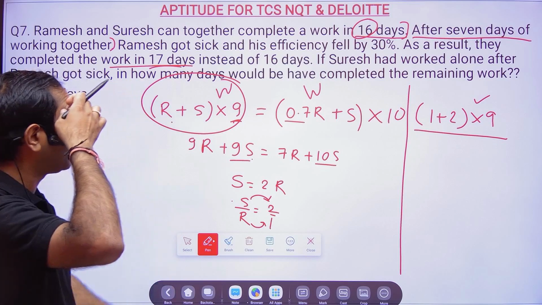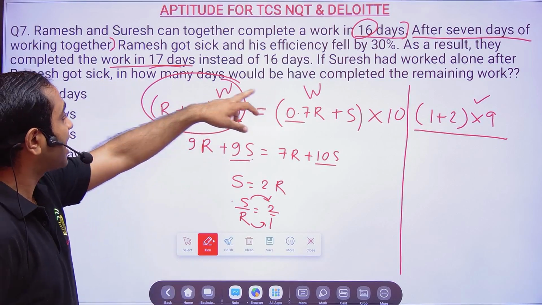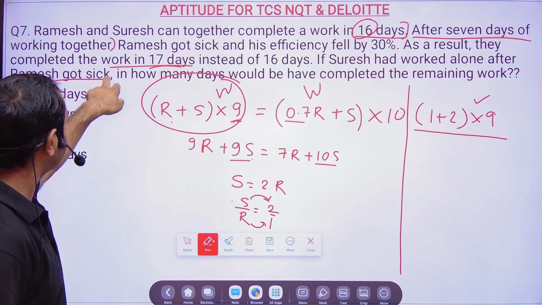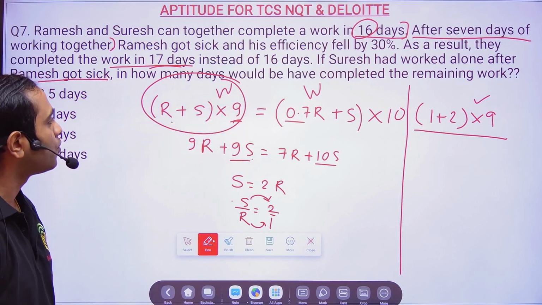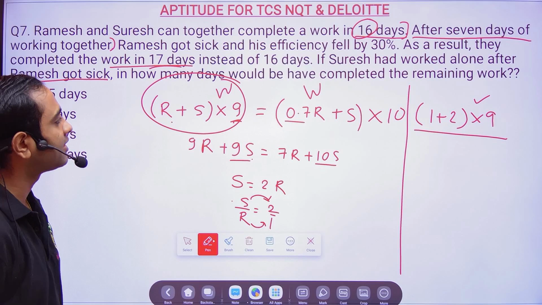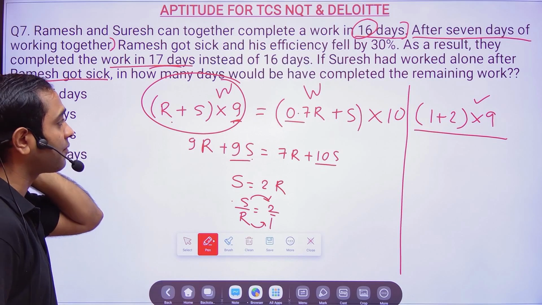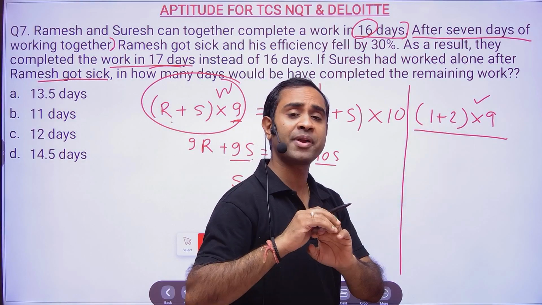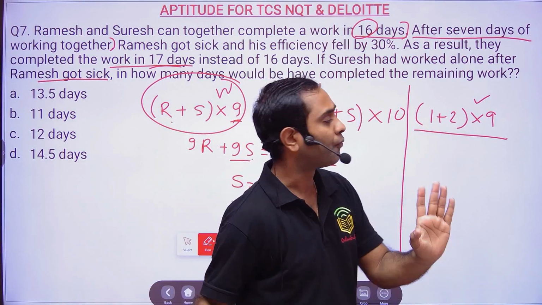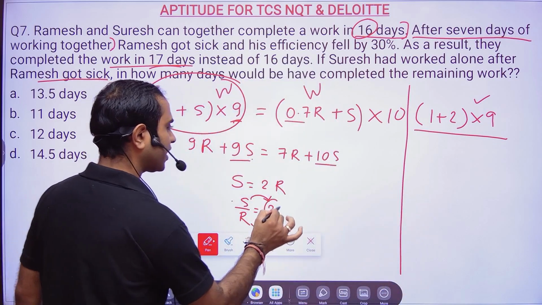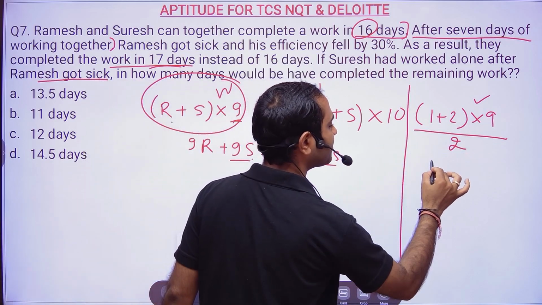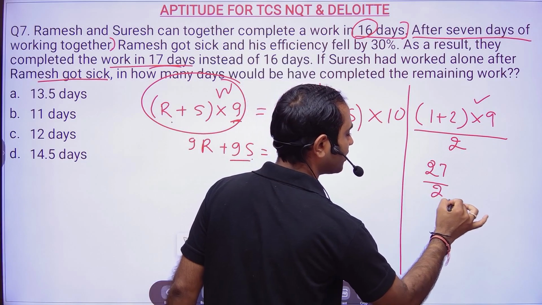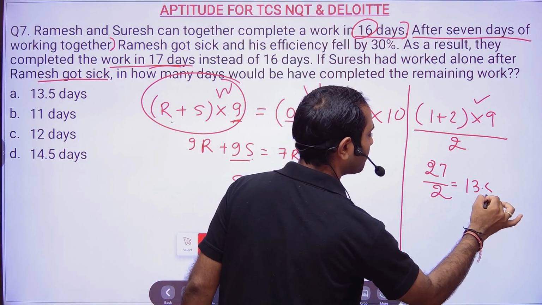Now, if Suresh had worked alone after Ramesh got sick, then in how many days would Suresh have completed the remaining work? So sir, total work was 27. Now Ramesh fell sick, so we kicked out Ramesh. Only Suresh can do 2 work in a day. So for completing 27 work, Suresh will be taking 13 2s are 26, 13.5 days.